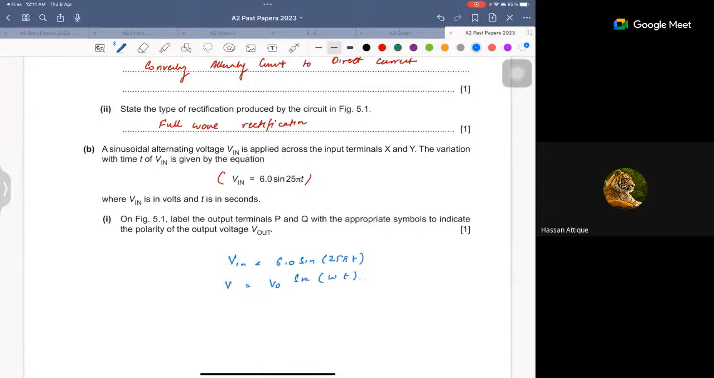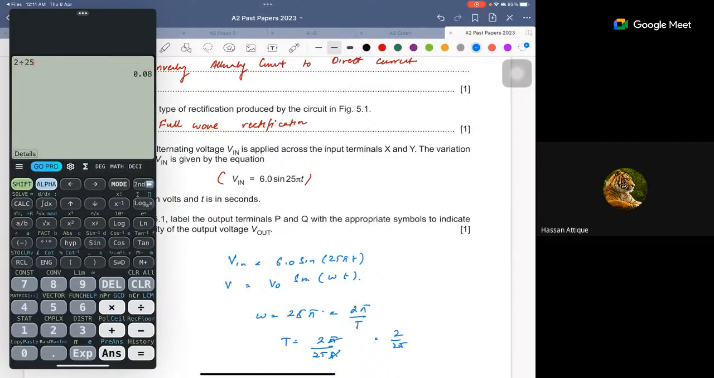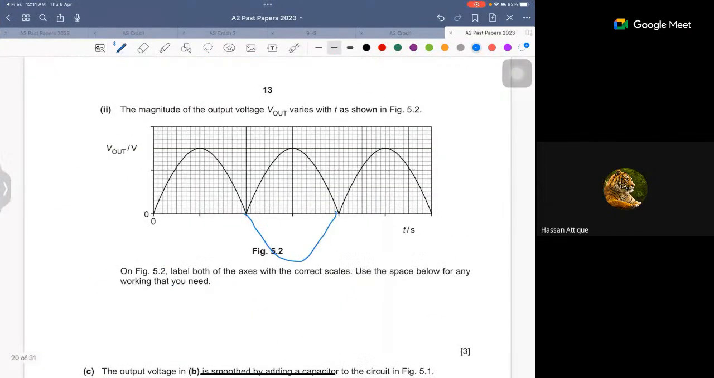Is it clear, everyone? So it means omega is 25 pi, and omega is also 2 pi over T. So T will be equal to 2 pi over 25 pi. Pi and pi will cancel out. 2 over 25 is, I don't know, 0.08. 0.08 is the time period in seconds, okay? Which means this is the whole time period. This means this has to be 0.08. You guys understand this?